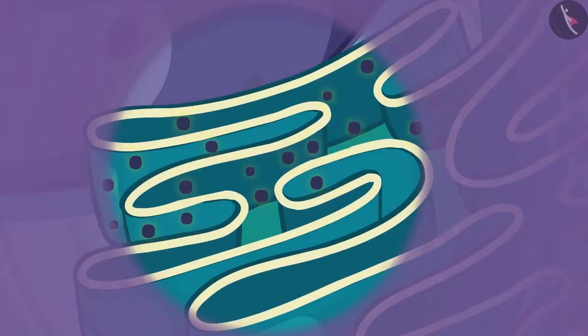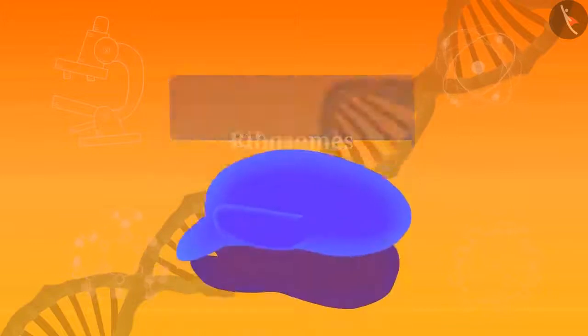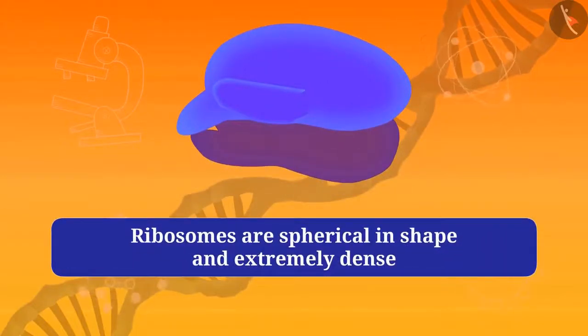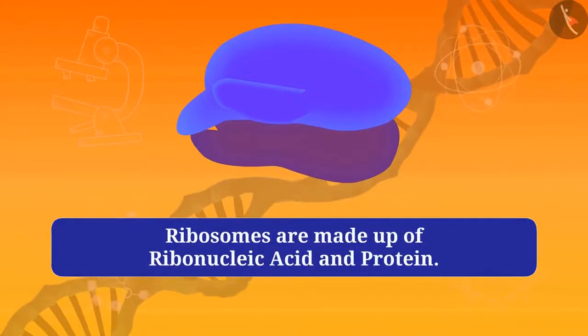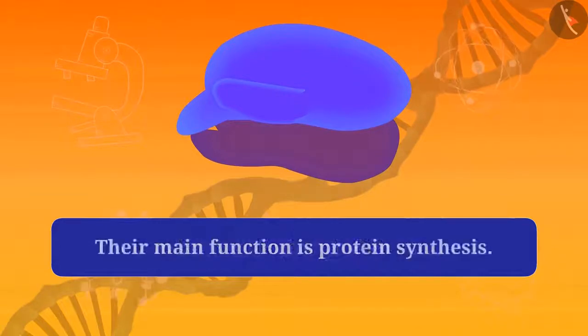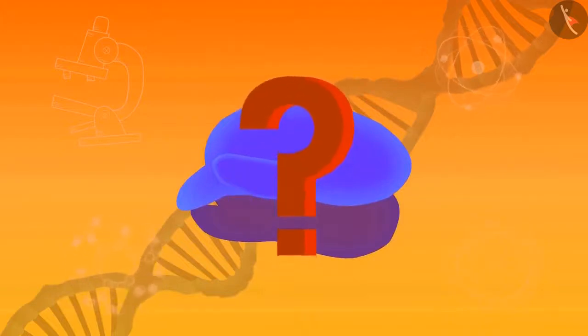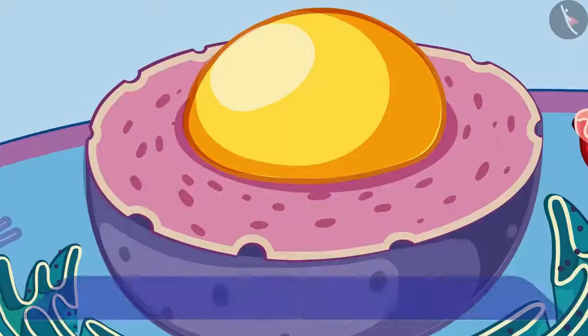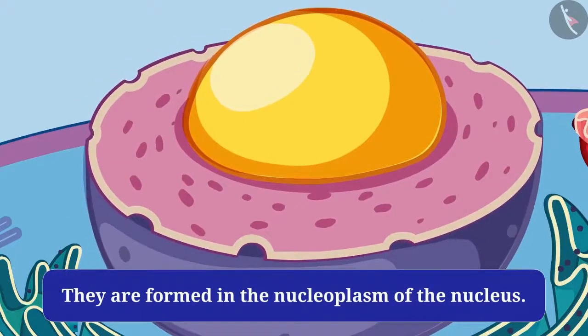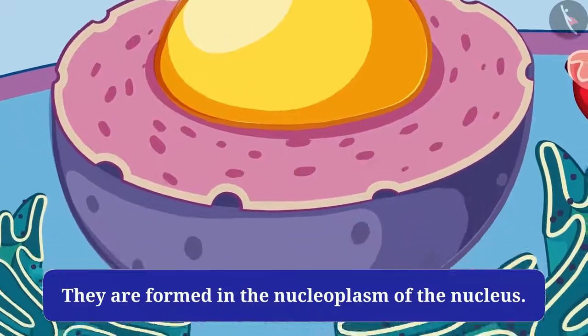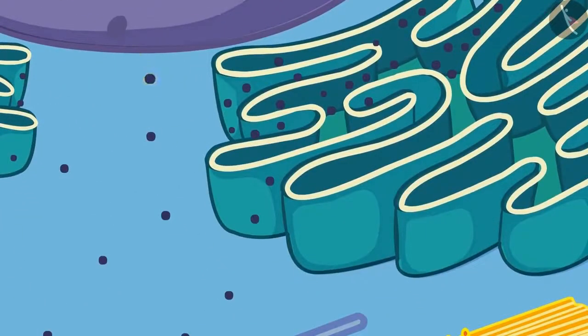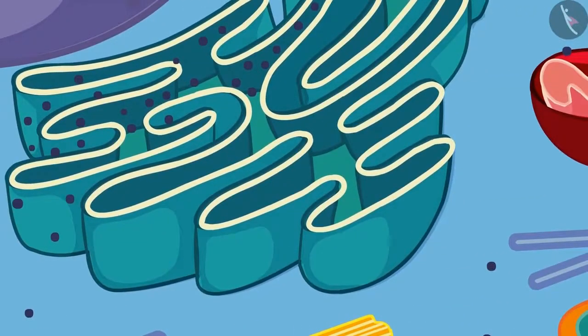These black dots are called ribosomes. They are spherical in shape and extremely dense. They are made up of ribonucleic acid and protein. Their main function is protein synthesis. Friends, do you know where they are made in the cell? They are formed in the nucleoplasm of the nucleus. After getting formed, they come out of the nuclear pores and stick to the endoplasmic reticulum, which is then called rough endoplasmic reticulum. Friends, do you know?